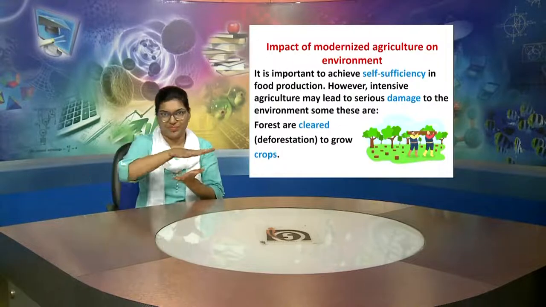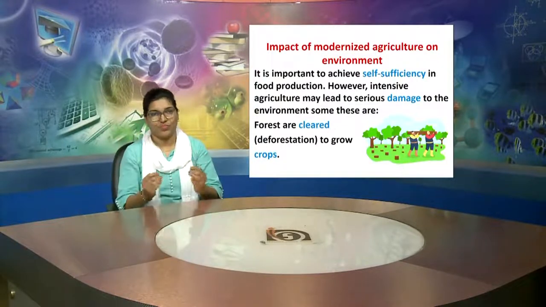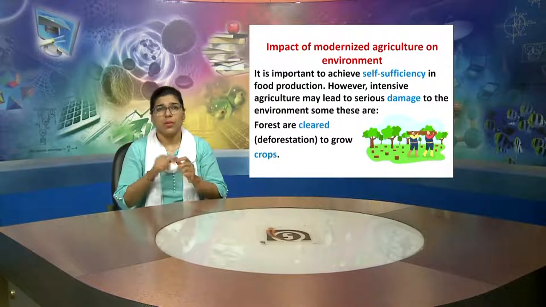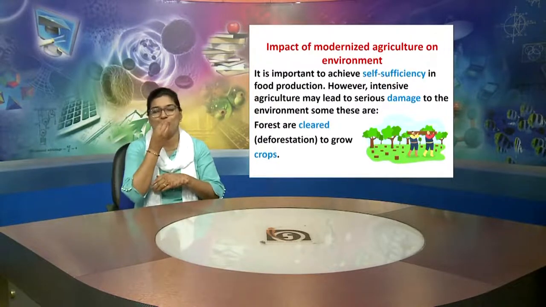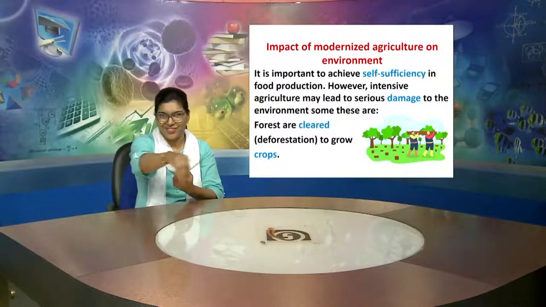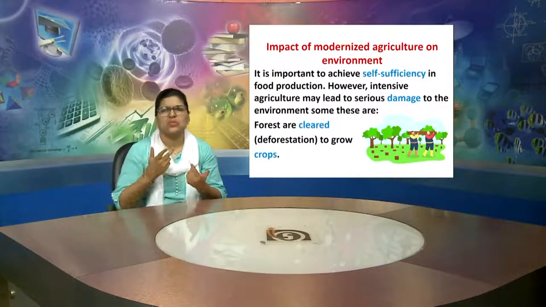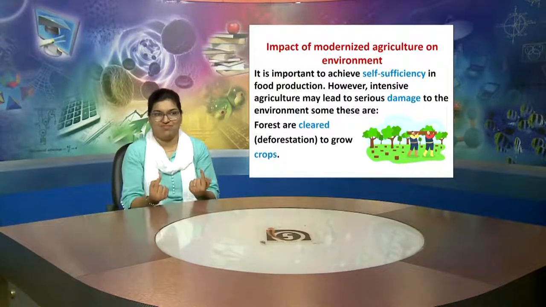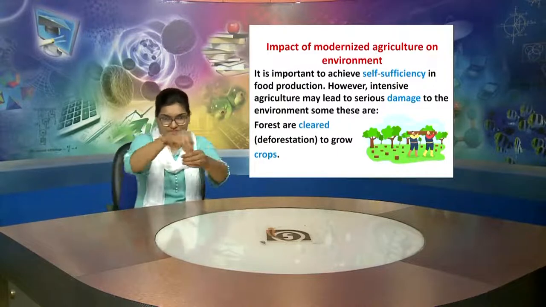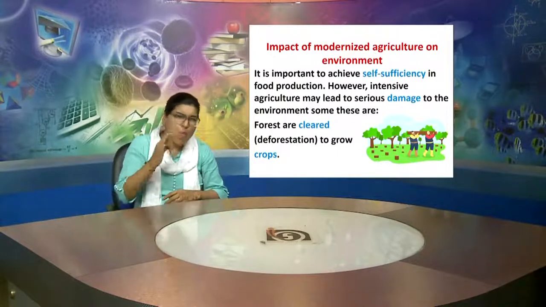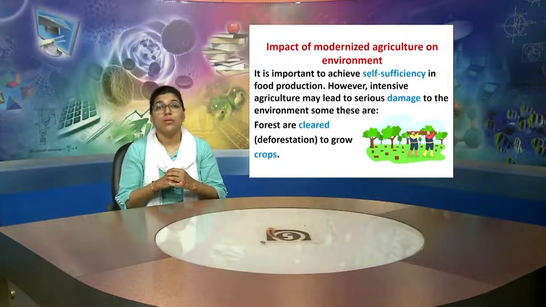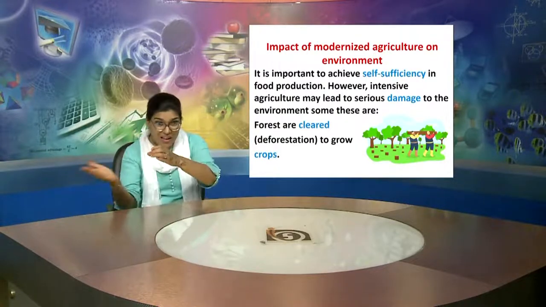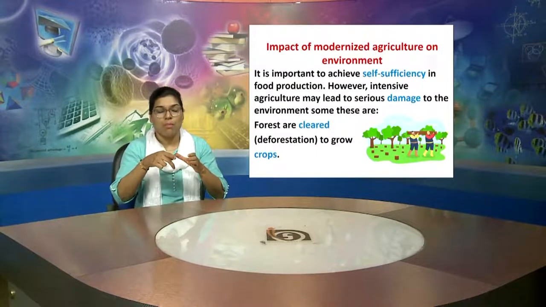Now here we will understand the impact of modernized agriculture on the environment. It is important to achieve self-sufficiency in food production. However, intensive agriculture may lead to serious damage to the environment. Some of these are, like, forests are cleared to grow crops.